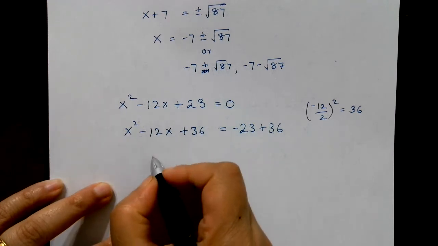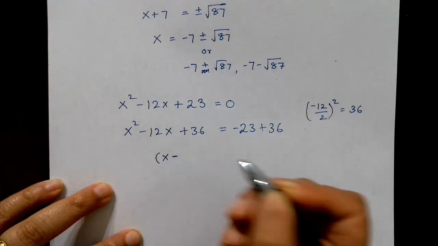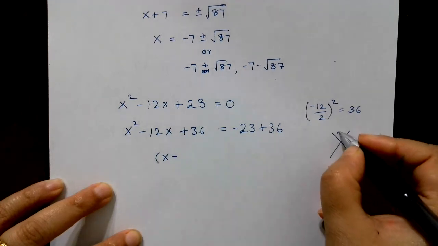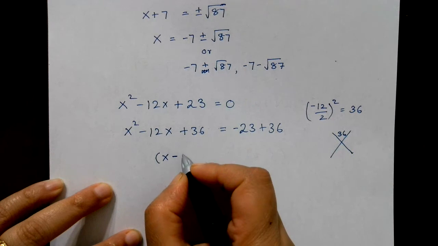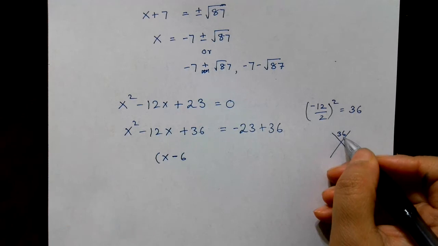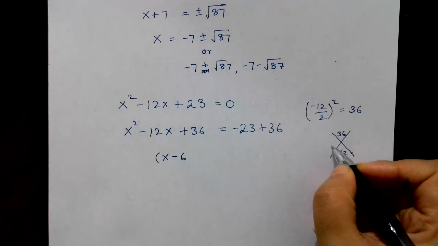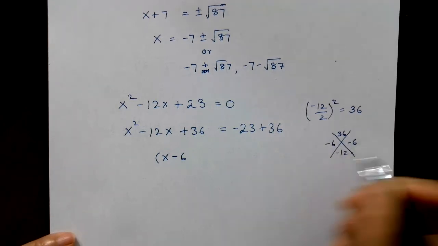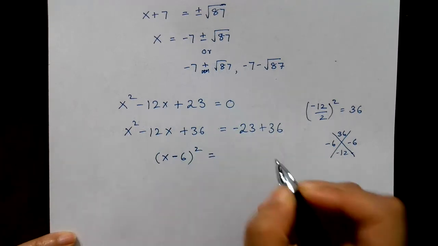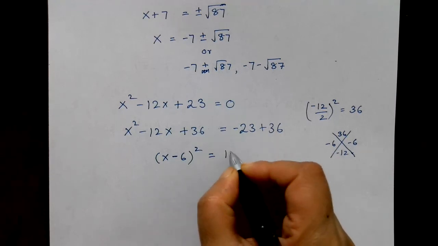Factor this trinomial. We know it's x minus 6. If you already know it's 6, just go ahead and say 6. And if you are thinking how to get that, you are trying to find the factors of 36 that give us a negative 12. The factors are negative 6 and negative 6. So x minus 6 squared. That is equal to 36 minus 23, which is 13.